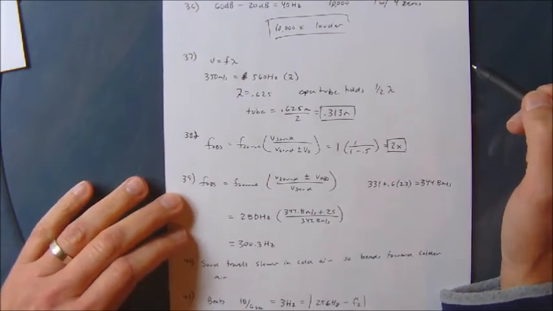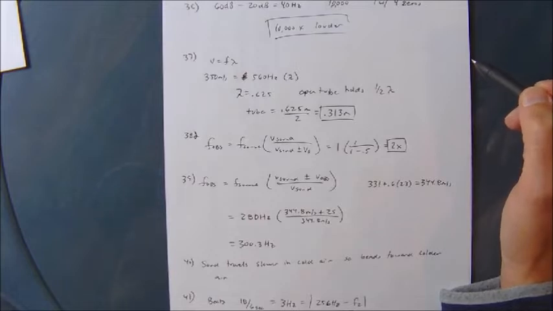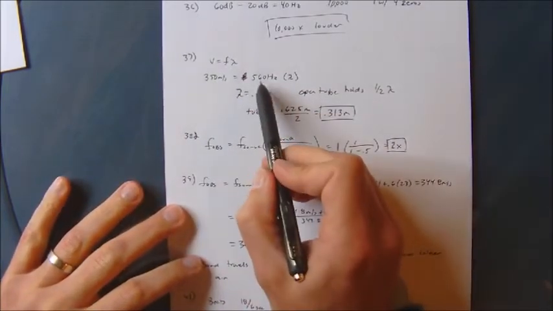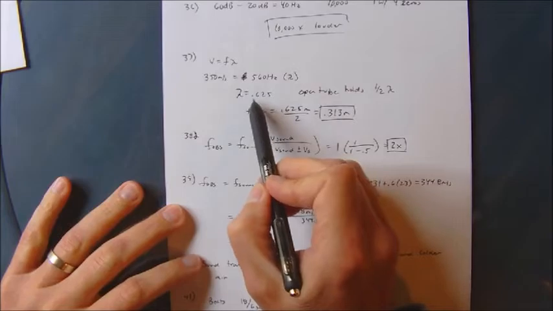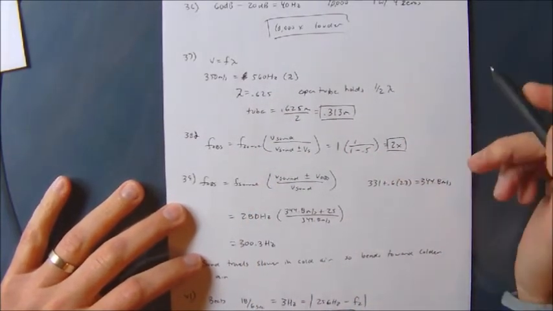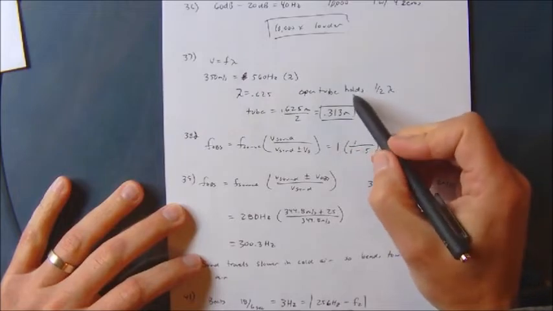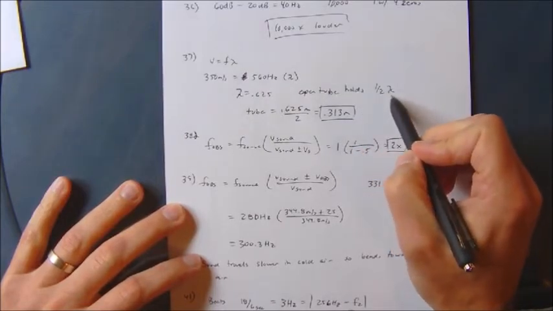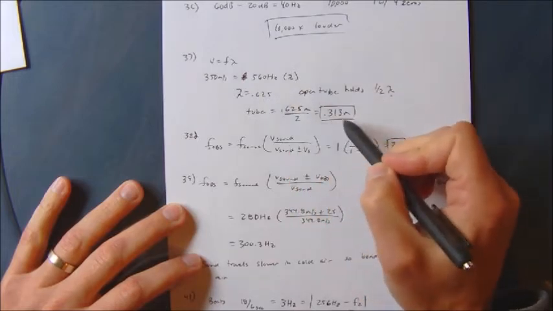37. Length of an open air column that resonates at its first resonant length with a frequency of 560, speed of sound 350. So I do 350 divided by 560, and I get a wavelength of 0.625. That's not going to change. The wavelength is what it is. But we're supposed to have the fundamental frequency of an open tube. An open tube holds half of a wavelength. So whatever the wavelength is, I need to divide by 2 to get the length of the tube.